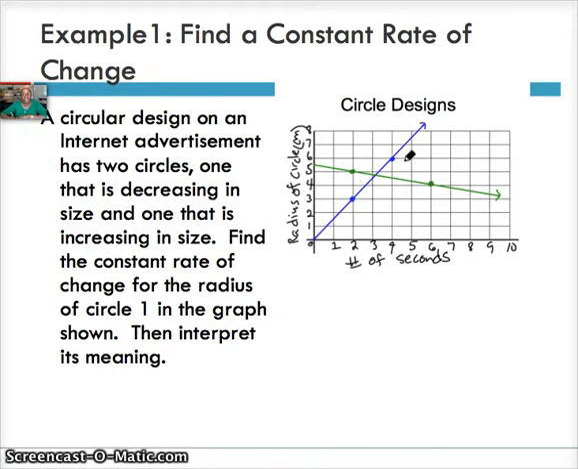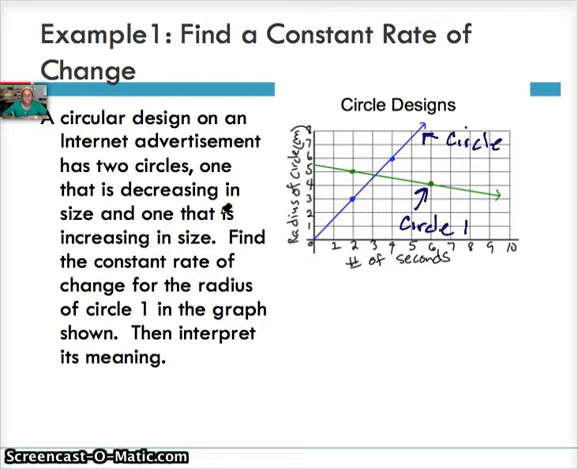And what we have over here, we're going to find the constant rate of change for this radius of circle 1. And I realized I did not put circle 1. I didn't tell you which one was circle 1. I'm going to glance and see which one was supposed to be circle 1. This green equation referred to circle 1. Not that it matters, but all right. So this is circle 1, and this guy over here is circle 2.